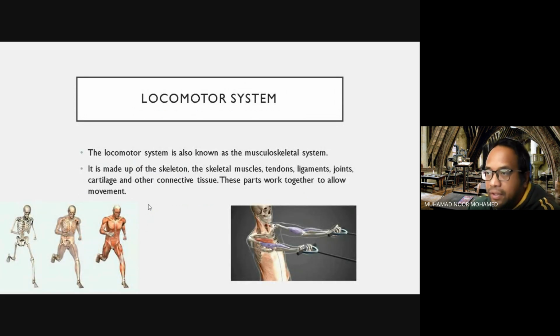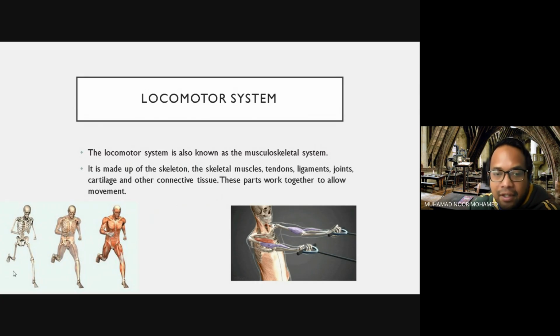We start with the locomotor system, as I have defined it before. It is a combination of movement and muscle. The locomotor system is also known as the musculoskeletal system. It is made up of the skeleton, skeletal muscle, tendon, ligament, joint, cartilage, and other connective tissue. When these parts work together, they allow a shape to emerge, and the shape is actually movement.